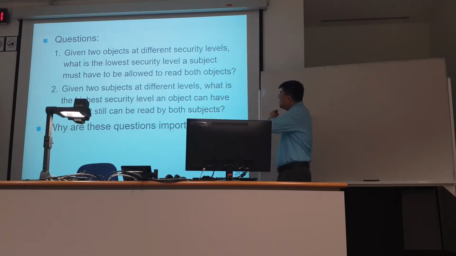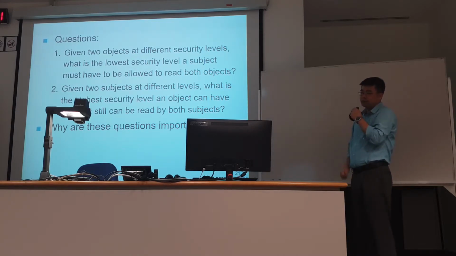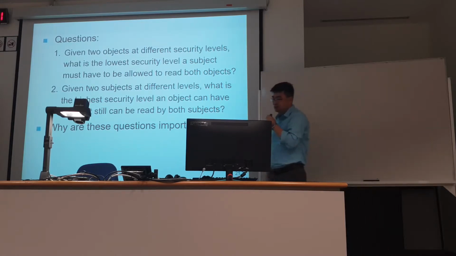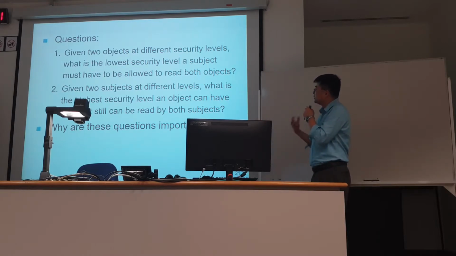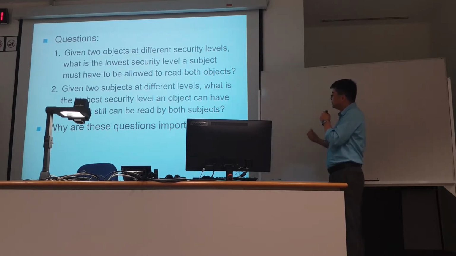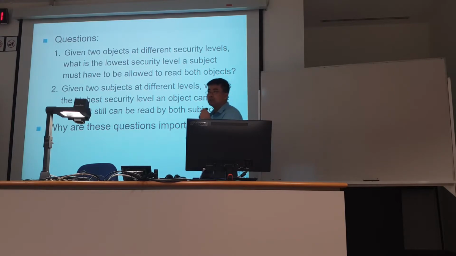So in the lattice model, the definition is based on these two questions. Given two objects at different security levels, what is the lowest security level a subject must have in order to read the objects? And given two subjects at different security levels, what is the highest security level an object can have so that it can still be read by both subjects? Why are these questions important?